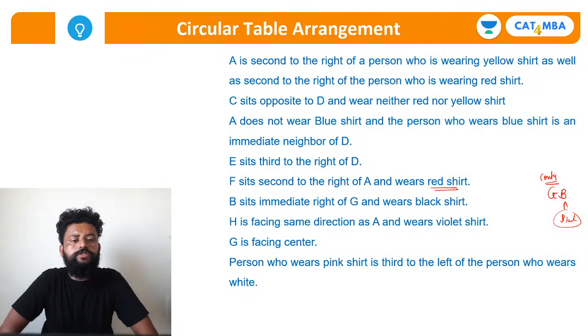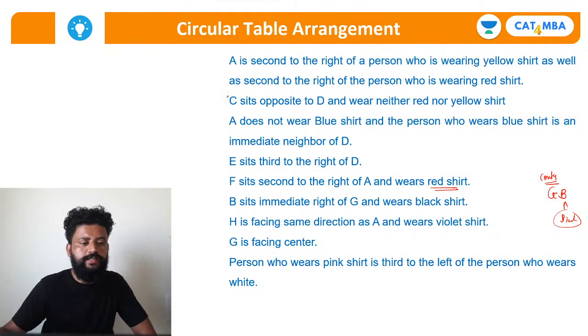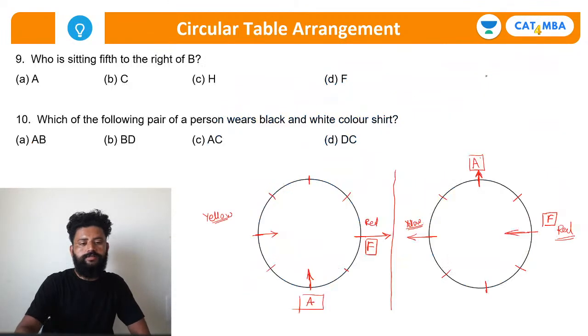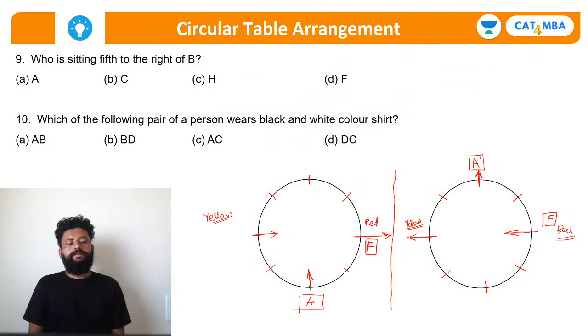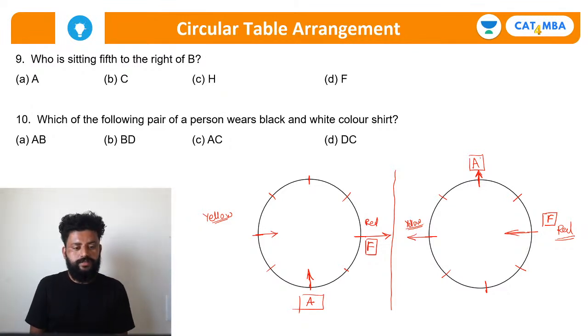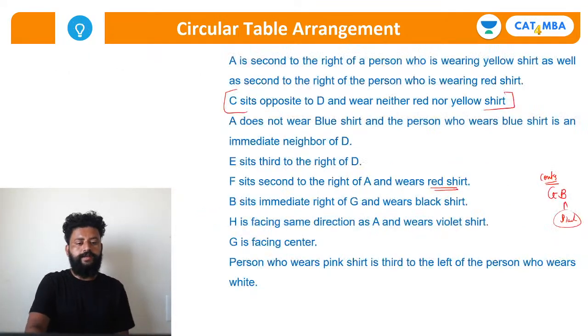C sits opposite to D and wears neither a red nor a yellow shirt. This is the clue you can use. C and D are sitting opposite. So for sure, two pairs of opposites are gone because A and F got seated. Then we just have two pairs. Okay, so let's try.